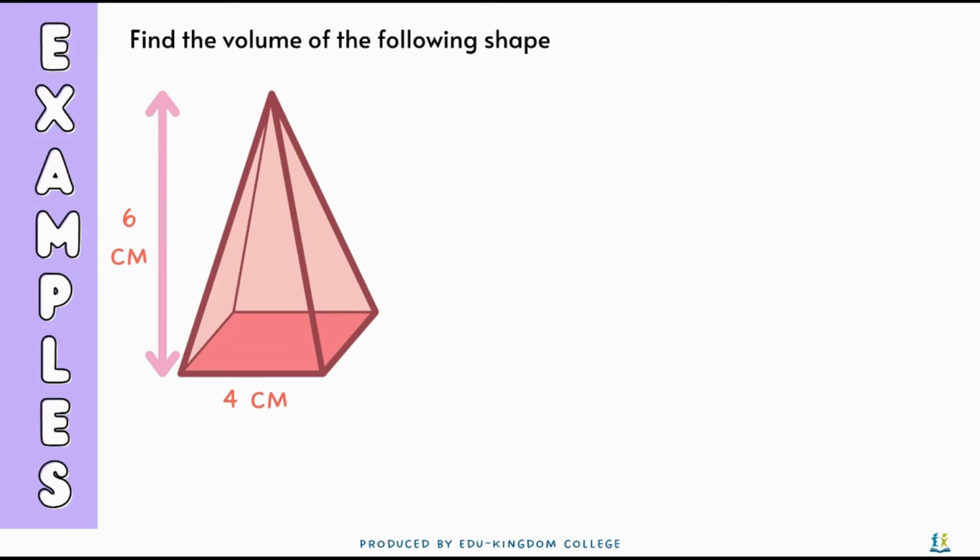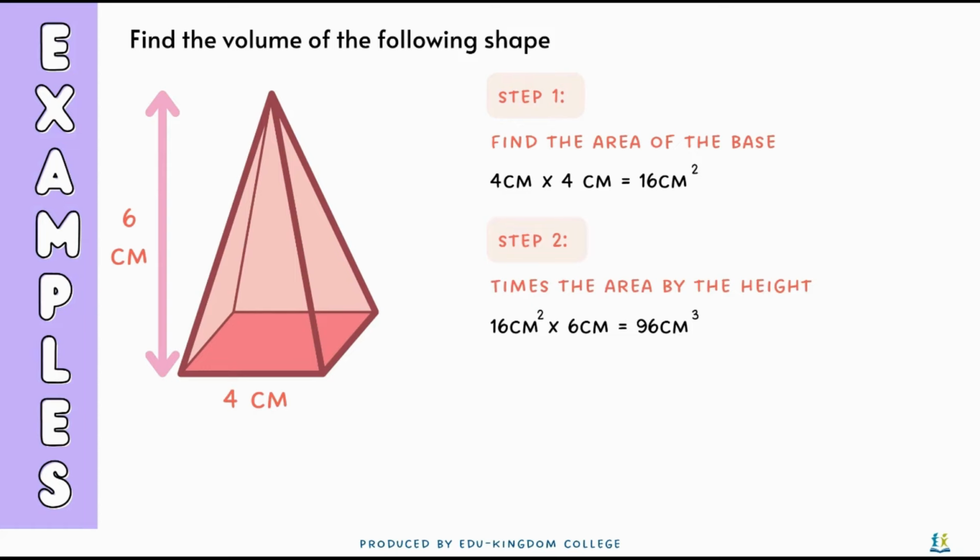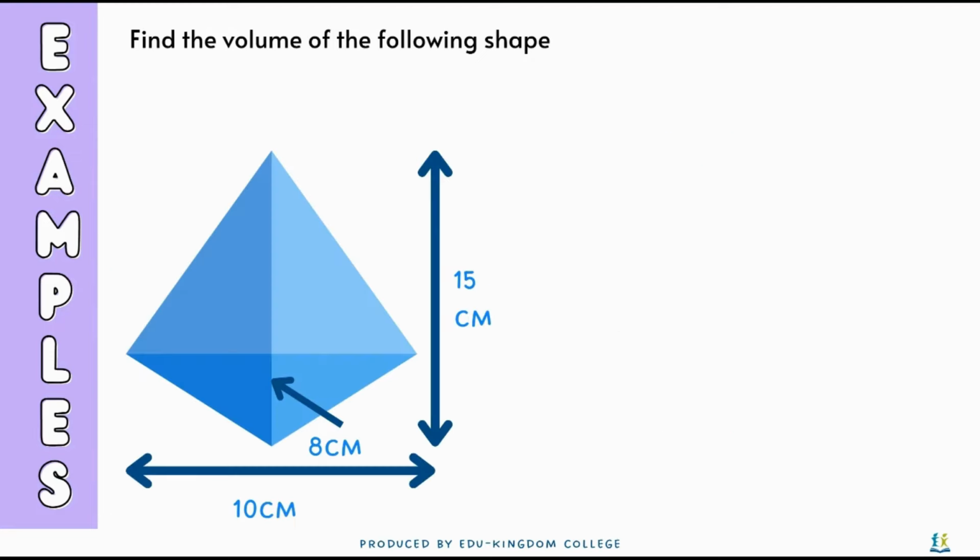Let's have a look at an example. Step 1 is to find the area of the base. We know that the base is going to be a square with a length of 4 centimeters. So 4 times 4 is going to give us 16 centimeters squared. Step 2 is to times the area by the height. 16 centimeters squared times 6 centimeters is going to give us 96 centimeters cubed. Now moving on to the last step, which is to times everything by 1/3. 96 centimeters cubed times a third is going to give us 32 centimeters cubed. So this pyramid has a volume of 32 centimeters cubed.